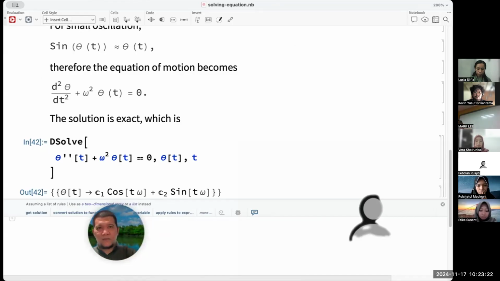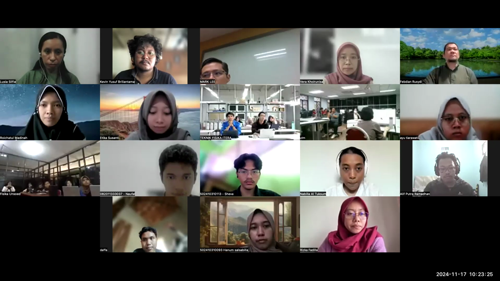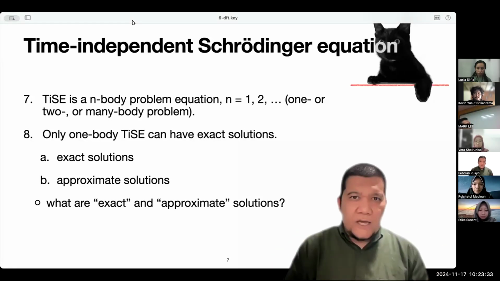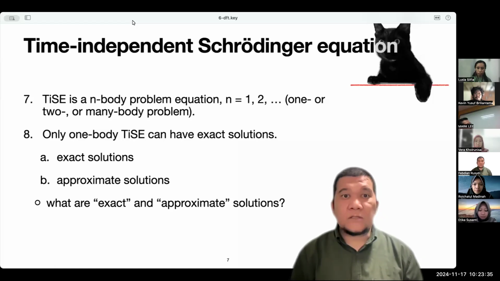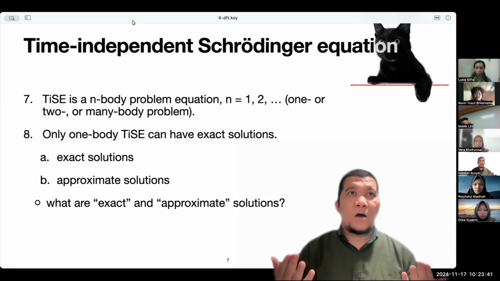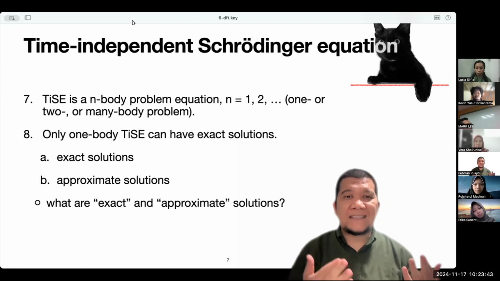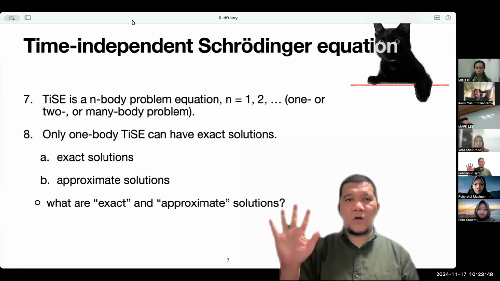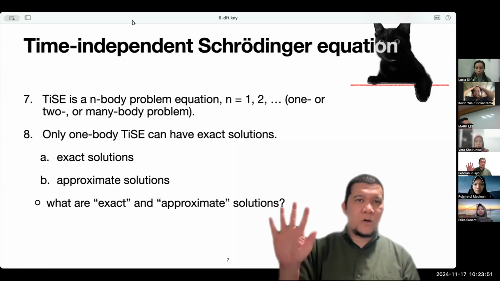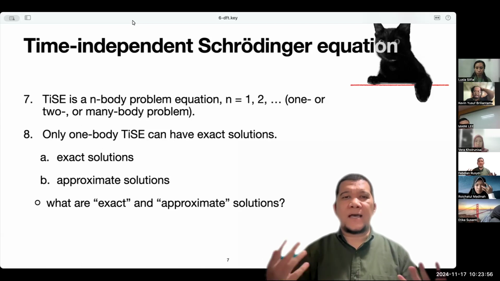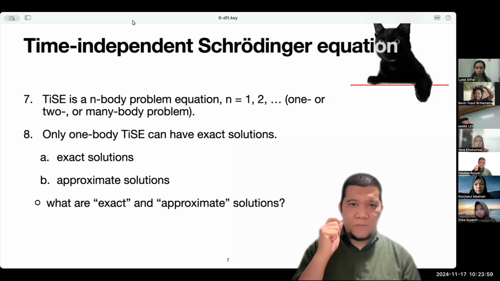All right, let's go back to our slide. After you understand what exact and approximate solutions are, now you understand that the Schrödinger equation only has an exact solution if it is a one-body problem. Two-body problem, no exact solution. Three-body problem, no exact solution. Only the one-body problem has an exact solution. Keep that in mind.